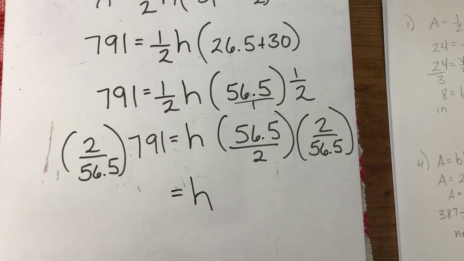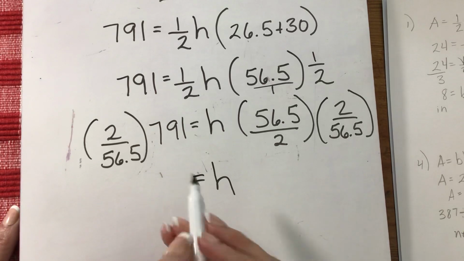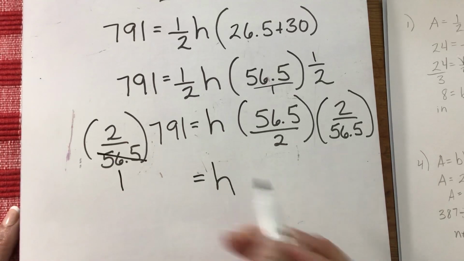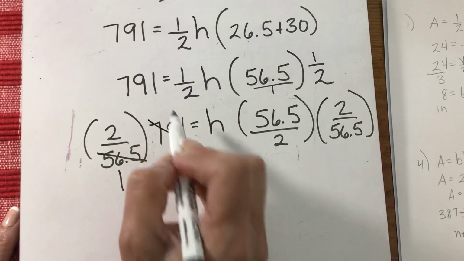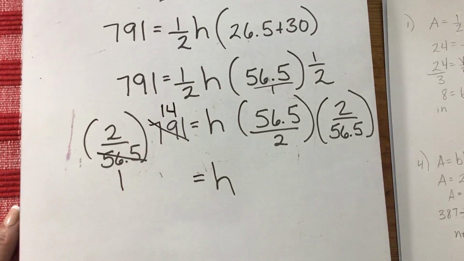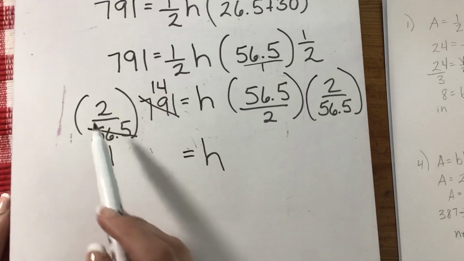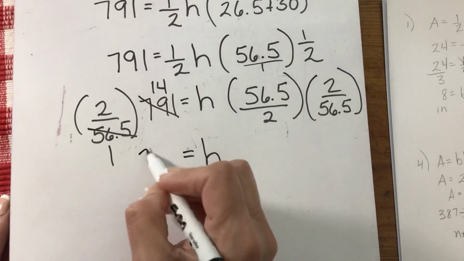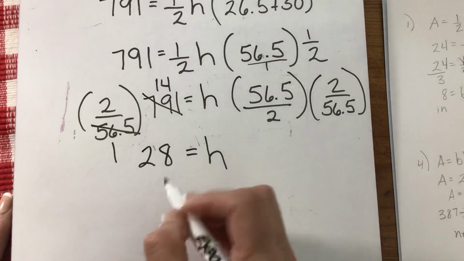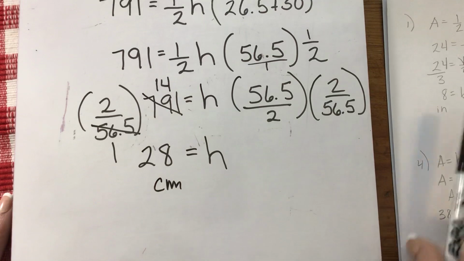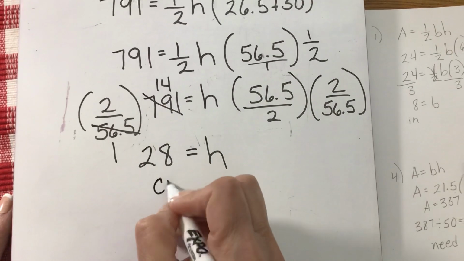And it just so happens, and if you want to use your calculator to do this, that's what I did. I didn't figure it out in my head. I used my calculator. This 56.5 happens to go into 791 14 times. Okay, I'm not done yet. I got to do 2 times 14, 28. So the height of the trapezoid is going to be 28 centimeters.